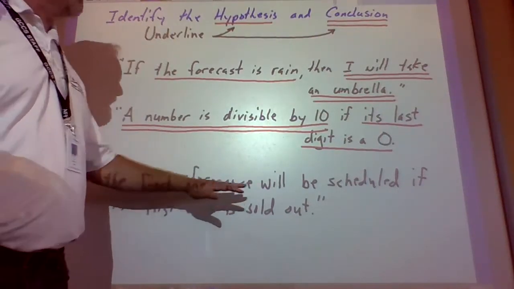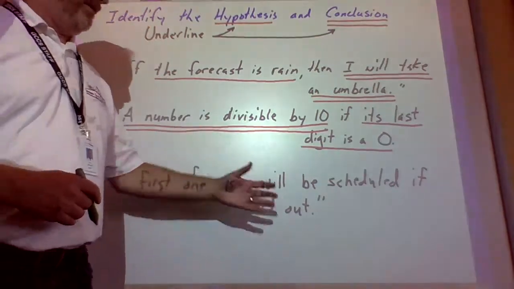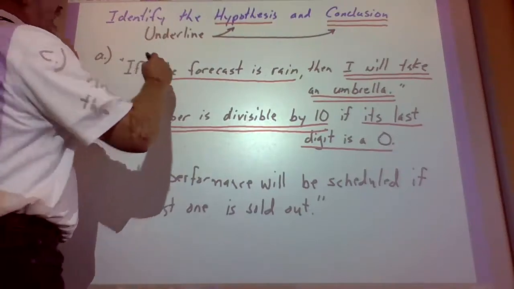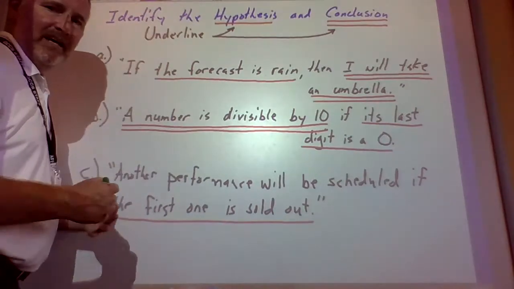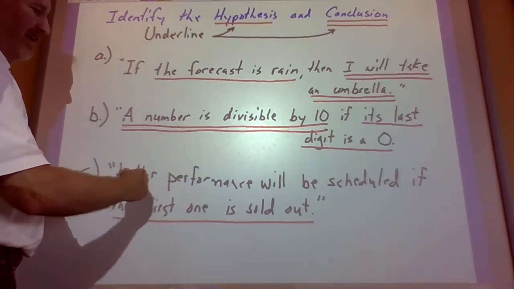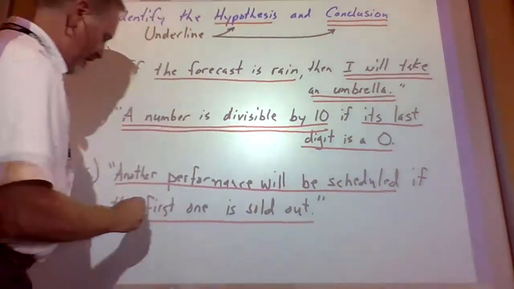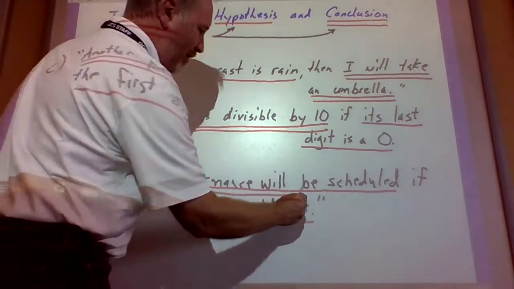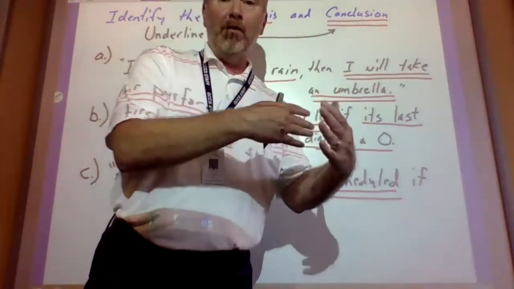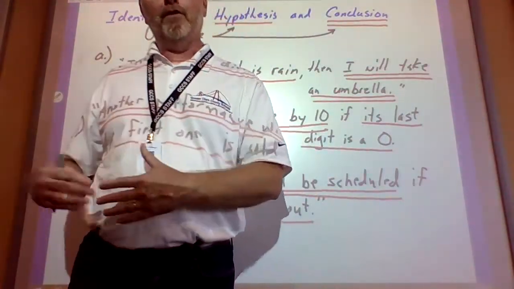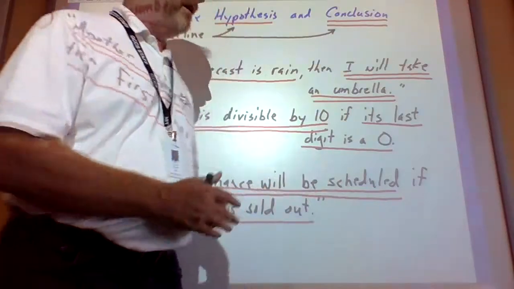Another performance will be scheduled if the first one is sold out. So what's the thing that has to happen first? The first one has to get sold out, and if that happens, so here's if the first one is sold out, that's the if, the hypothesis, then another performance will be scheduled. So that would be the conclusion, even though it comes first. So apparently, you have some people who are worried about, are they going to have another performance? And the person is saying, another performance will be scheduled if the first one sells out. So sometimes, just for emphasis on things, they will say the conclusion first and the hypothesis second.